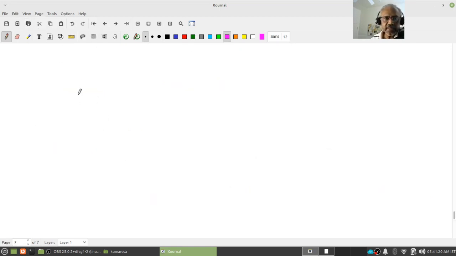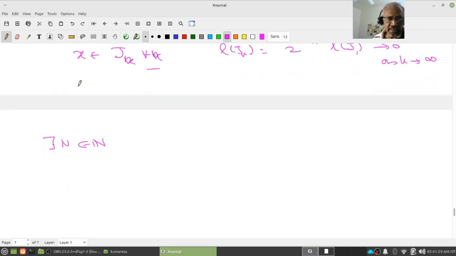So I claim there exists a natural number n, so that for all k greater than or equal to n, J_k is contained in (x minus epsilon, x plus epsilon). How do I do that? Again, instead of saying choose capital N like this, let us try to find out.